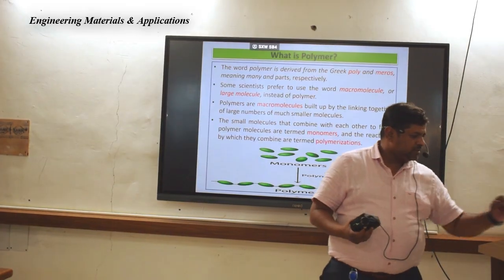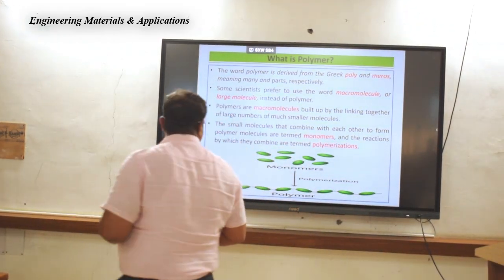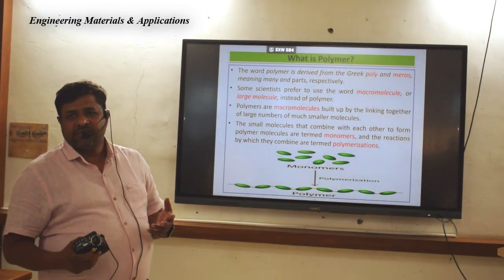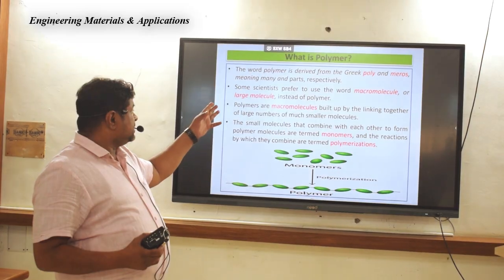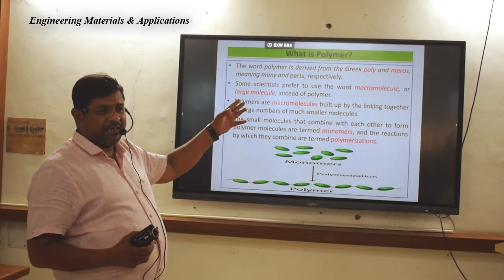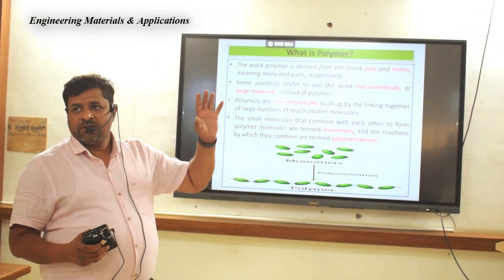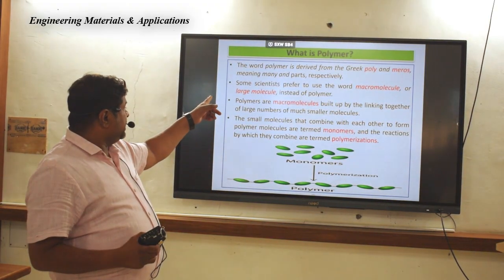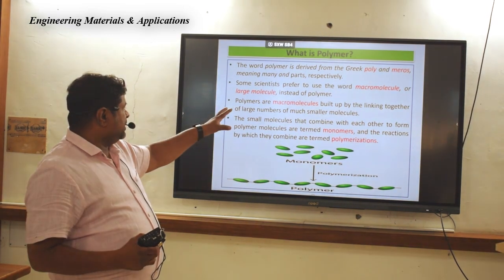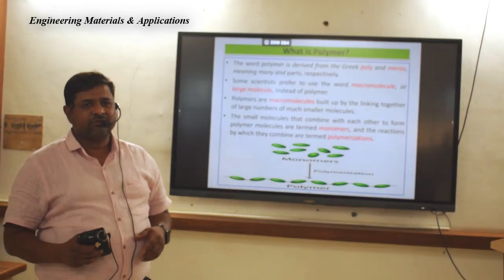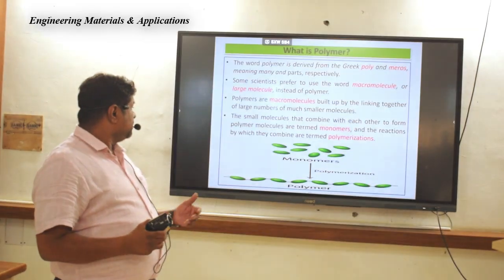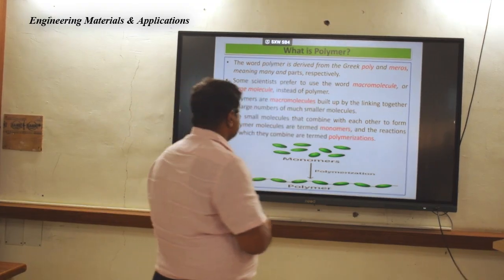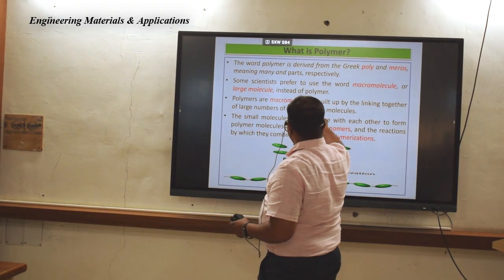So to begin with, the first is polymers. Basically, what is a polymer? Polymer is derived from the Greek: poly means many, mers means units, meaning many parts. So you can have macromolecules and micromolecules in nature. Polymers are macromolecules built up by the linking together of a large number of such smaller molecules.